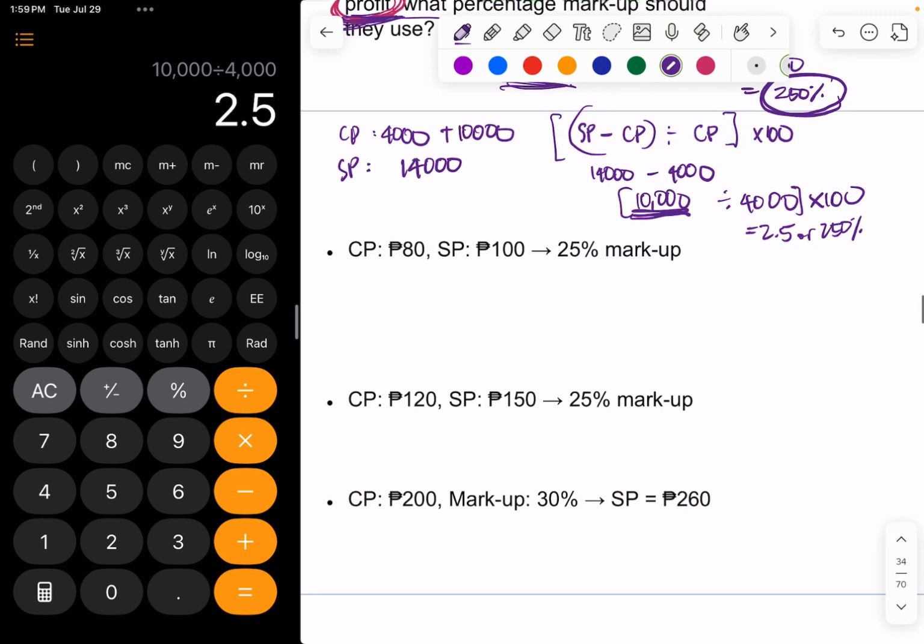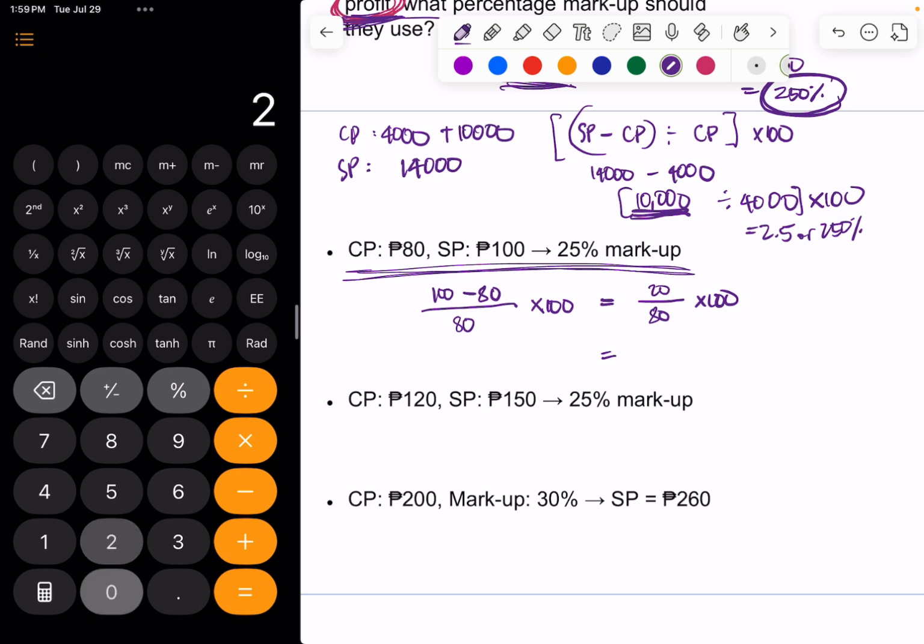Okay, the process for this one is the same. You can use the same formula. That is 100 minus 80 divided by cost price. What is your cost price? 80. Then times 100. So you'll have 20 over 80 times 100. 20 divided by 80, that is 0.25 times 100, you will have 25%.